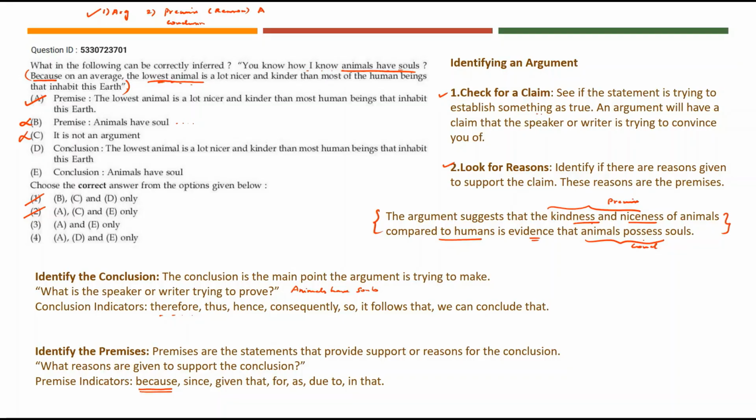What about the conclusion? They have given D option as the lowest animal is a lot nicer and kinder. So, this statement is actually the premise. So, we can also rule out D. By ruling out D, we are also ruling out option 4. What about E? The conclusion states animals have souls. So, E can be included because they are rightly stating animals have souls as the conclusion. So, what are the options that are actually correct here? The premise in option A and the conclusion in option E are correct. Option number 3, A and E only will be the right answer. And we are not including C because it is definitely an argument because it contains a premise and conclusion.